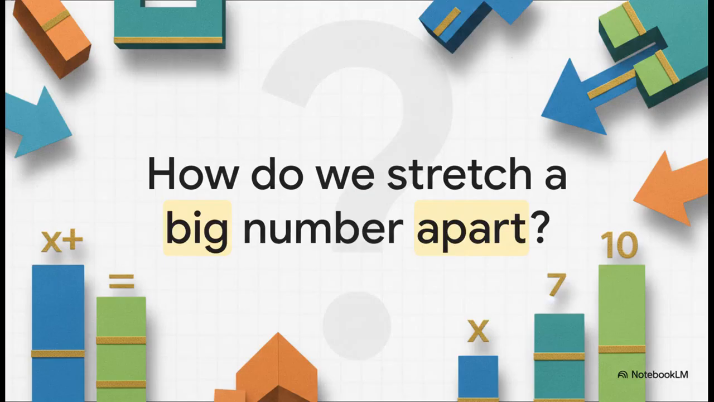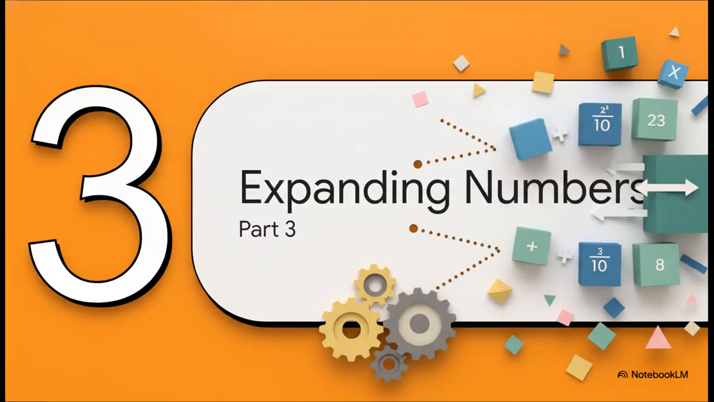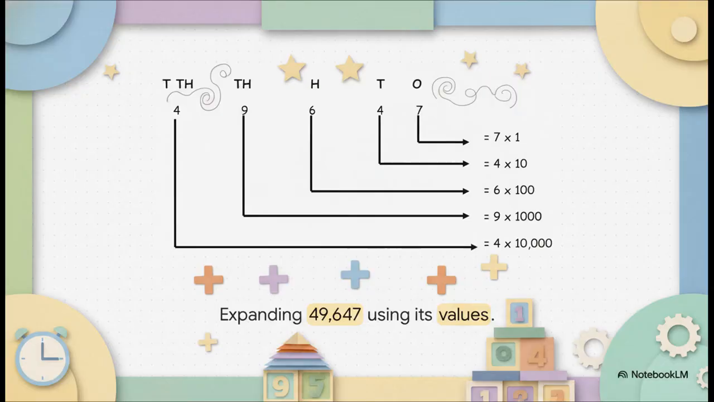Now that we know how to read them, I've got another question for you. What happens when we pull a complete, solid number apart into its separate values? Like, how do we stretch a big number out to show exactly what it's made of on the inside? Well, that brings us straight to part 3, expanding numbers with values. Expanding a number is really just breaking it down to show the hidden math inside. Let's look at our friend 49,647 again. To stretch it apart, we pull down each digit and multiply it by its place value.